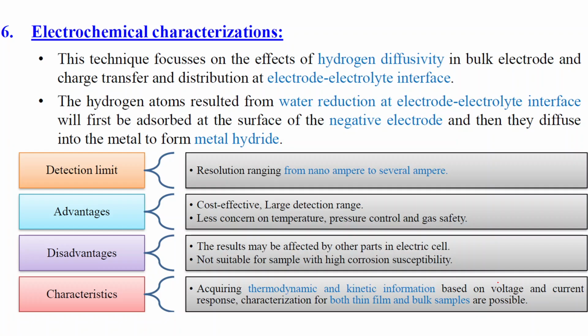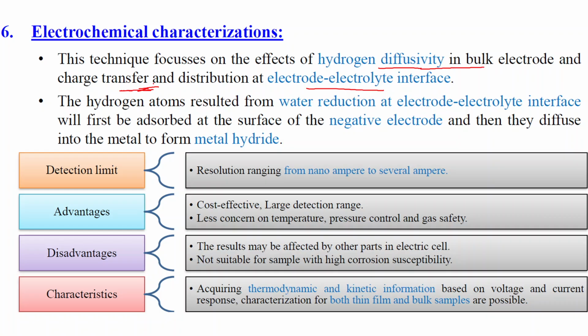Now, electrochemical characterization. This technique focuses on the effect of hydrogen diffusivity in the bulk electrode and charge transfer and distribution at the electrode-electrolyte interface. Electrochemical analysis can be done using EIS, that is electrochemical impedance spectroscopy. Then there are various other techniques such as cyclic voltammetry, and all those techniques can be used for the determination of hydrogen diffusivity in the bulk electrode.